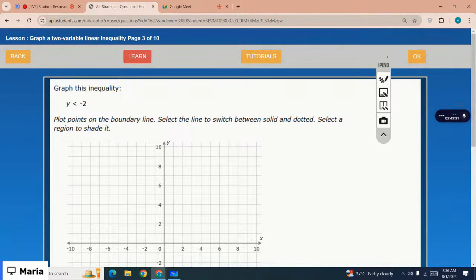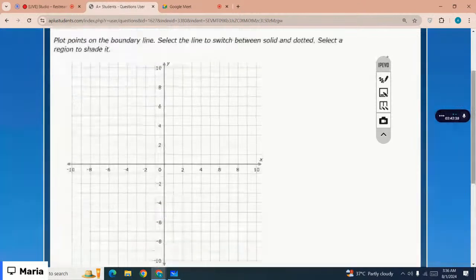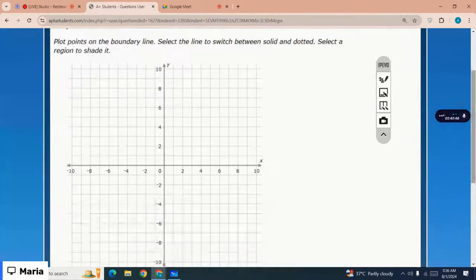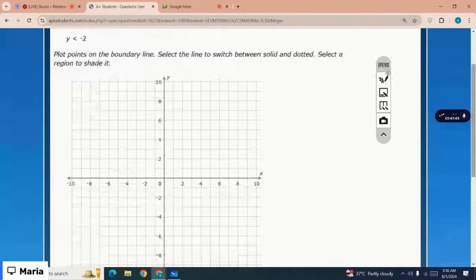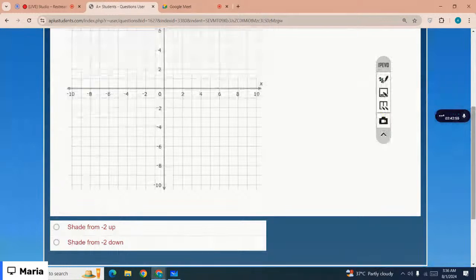Graph this inequality. Y is less than negative 2, right? So here is y equals negative 2. Less than, that means all the values below negative 2. You have to shade from negative 2 down. The correct option is down. Option number 2 is the correct option. Got it?